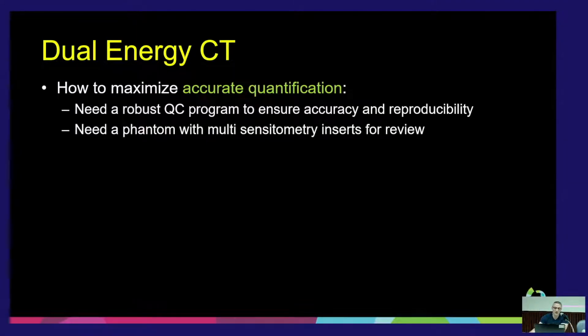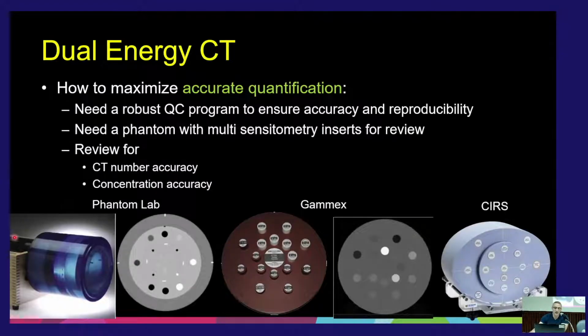All right, how to maximize accurate quantification. You need robust QC programs. You need a phantom that can measure different concentrations of, say, iodine or calcium so that you can review that. There are a variety of phantoms you can purchase. The Phantom Lab has a bunch of different sensitometry inserts. You can buy the Gammex one that has all these different inserts, and they're removable, so you can mix and match them and move them around. CIRS has the same thing. Now you can acquire this in dual energy, place ROIs on it, get your quantifications, and track that it's consistent over time, or accurate, because you know which is which.